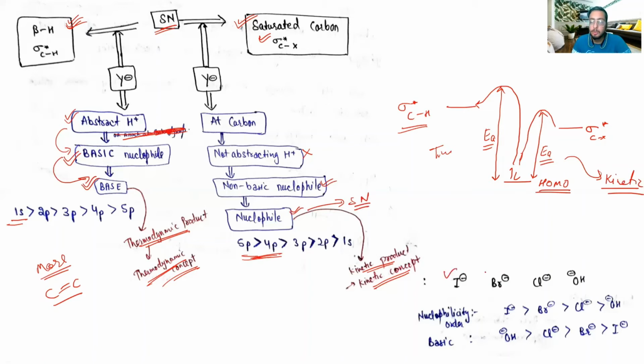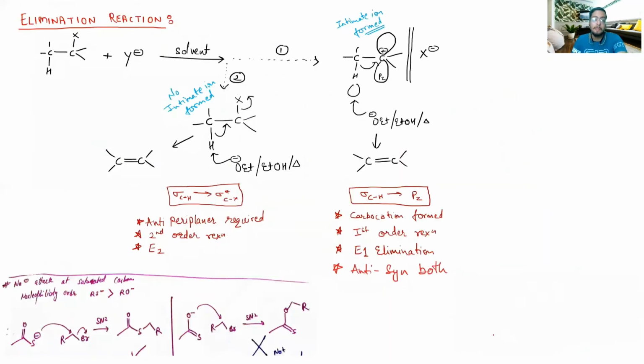Suppose we have iodide ion, bromide ion, chloride ion, and hydroxide anion. From these anions, we know the nucleophilicity order will be like this, because iodine has its electrons in the 5p atomic orbital, so it is the best nucleophile. On the other hand, the basicity order is completely opposite. Now we have seen when the nucleophile will attack directly on the carbon having the leaving group, and when it will attack on the beta hydrogen.